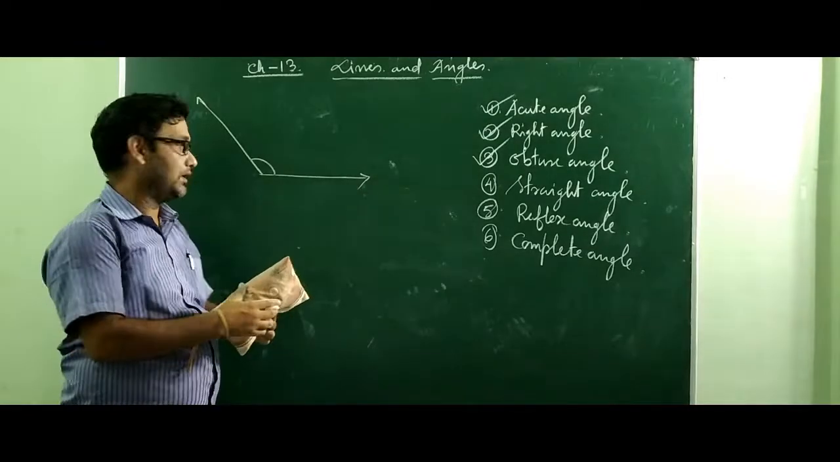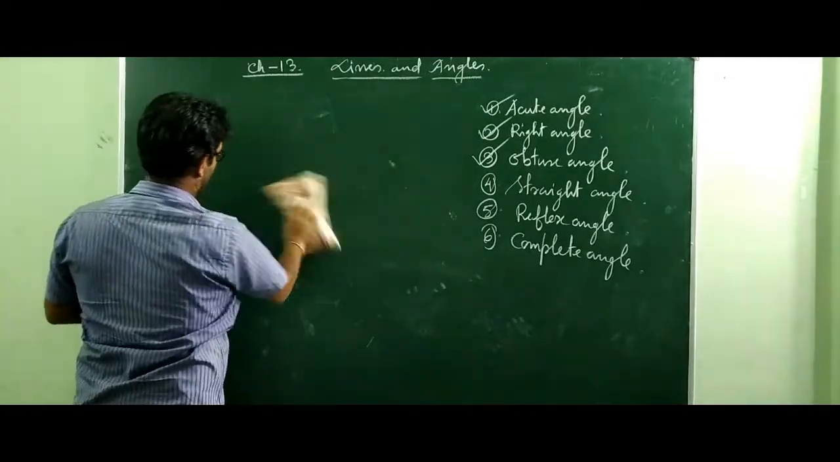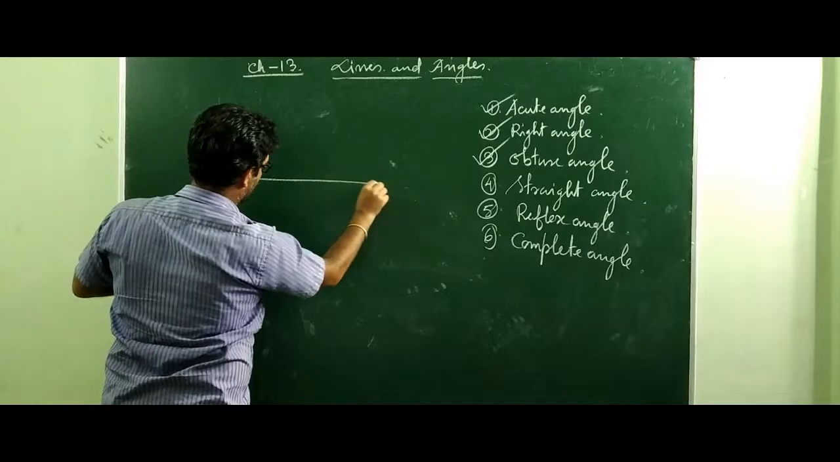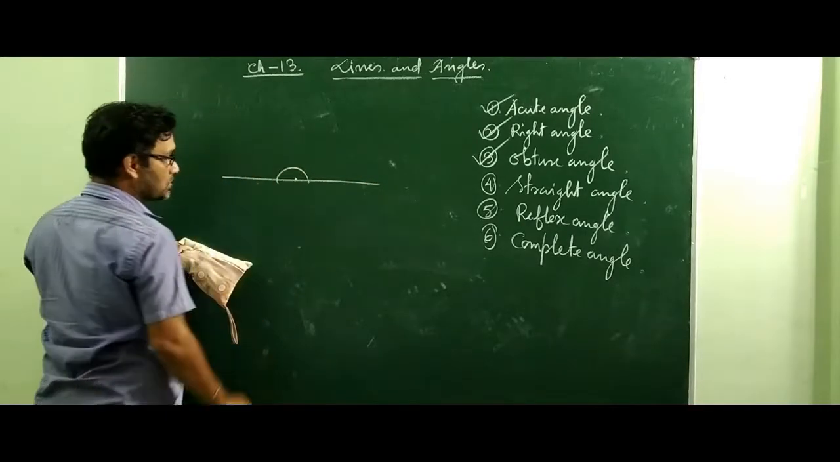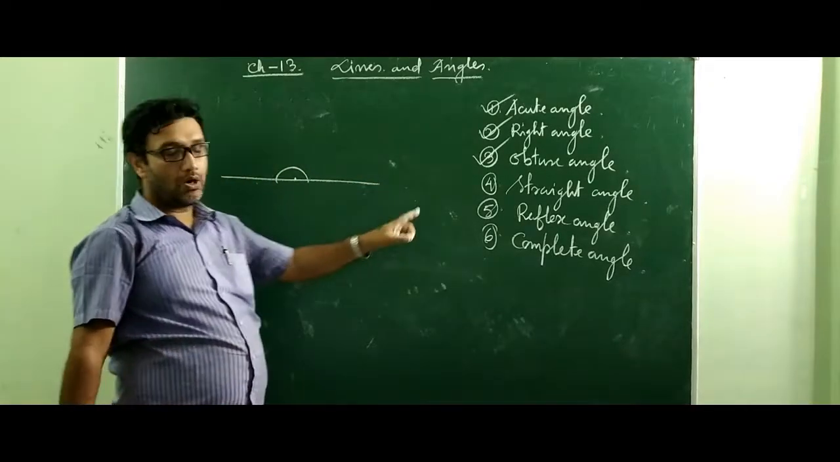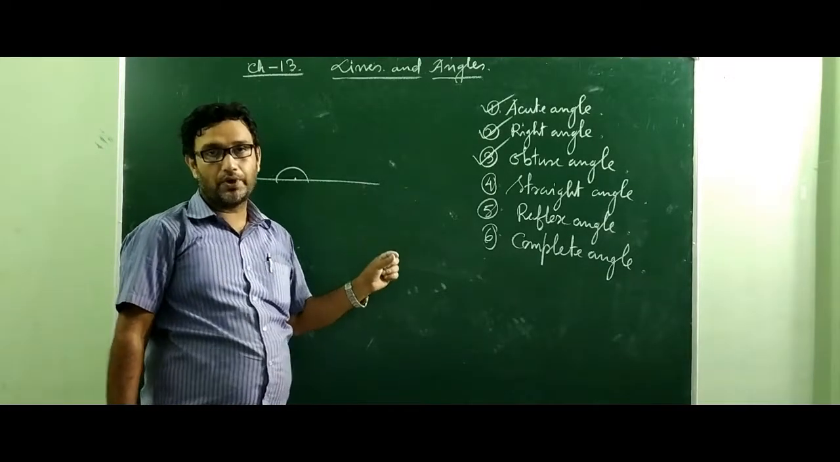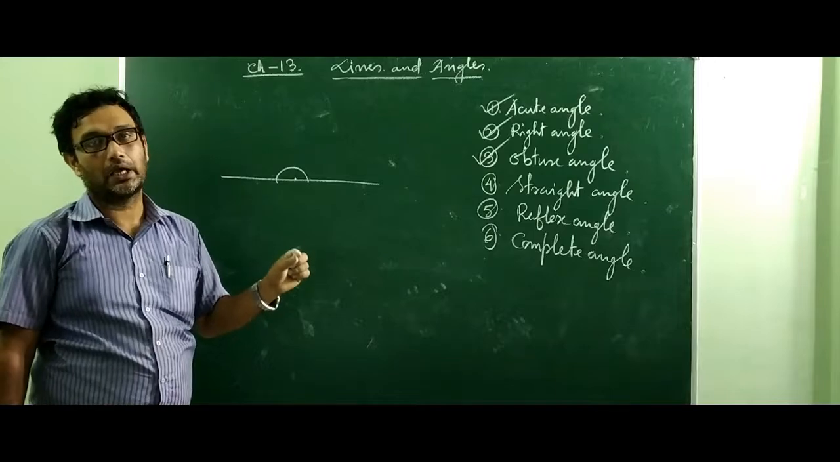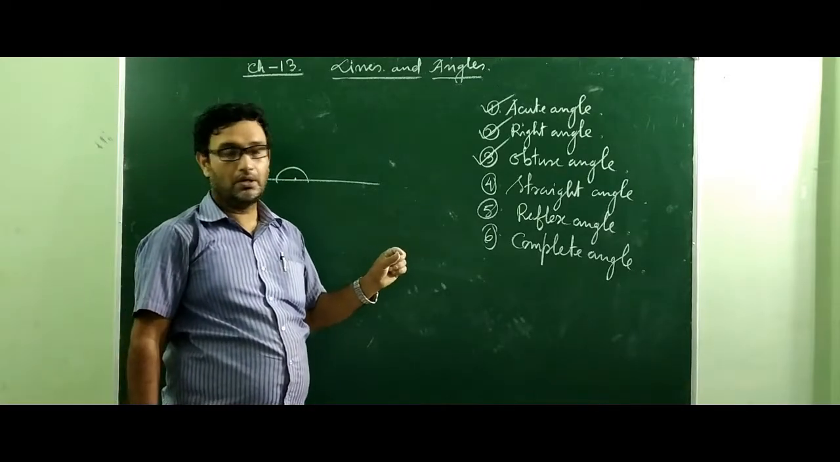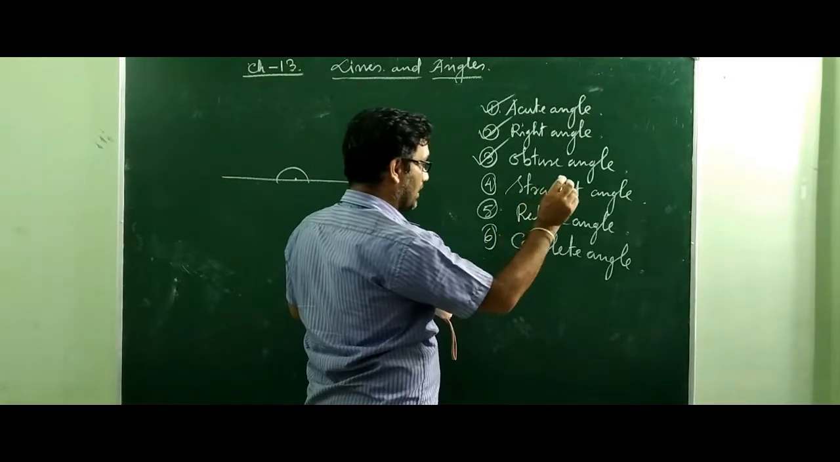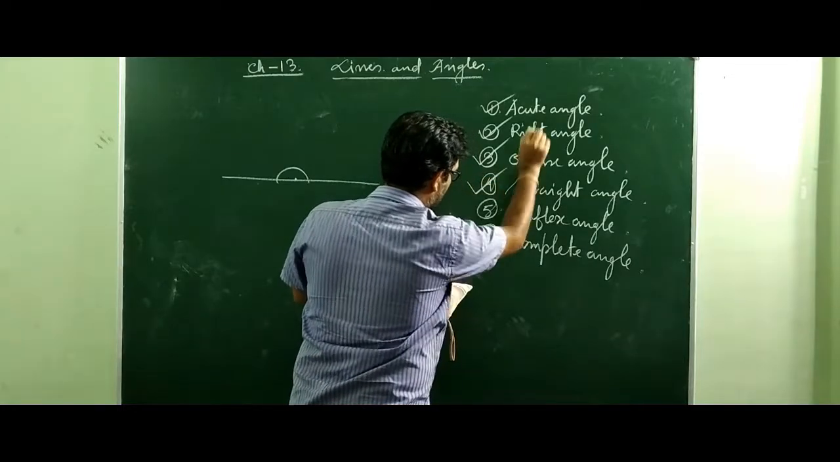Then straight angle. The straight angle diagram will be like this. Straight angle means what? If the measure of an angle is 180 degree, then the angle is called straight angle.